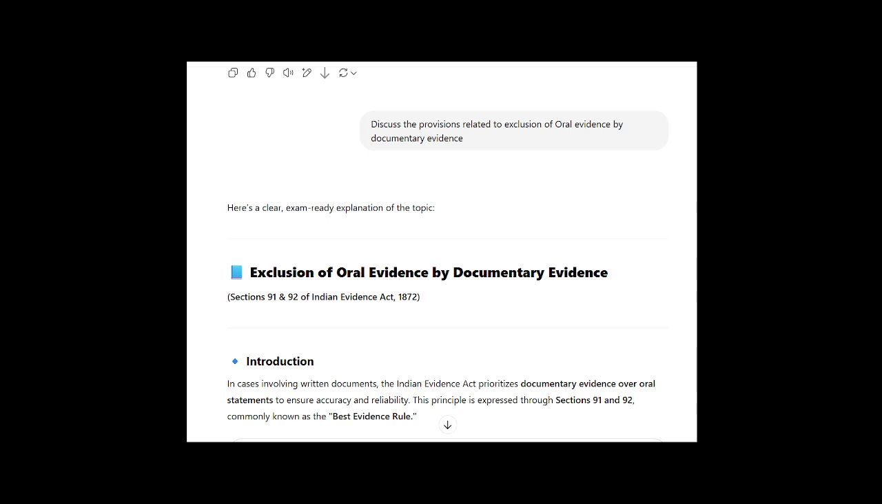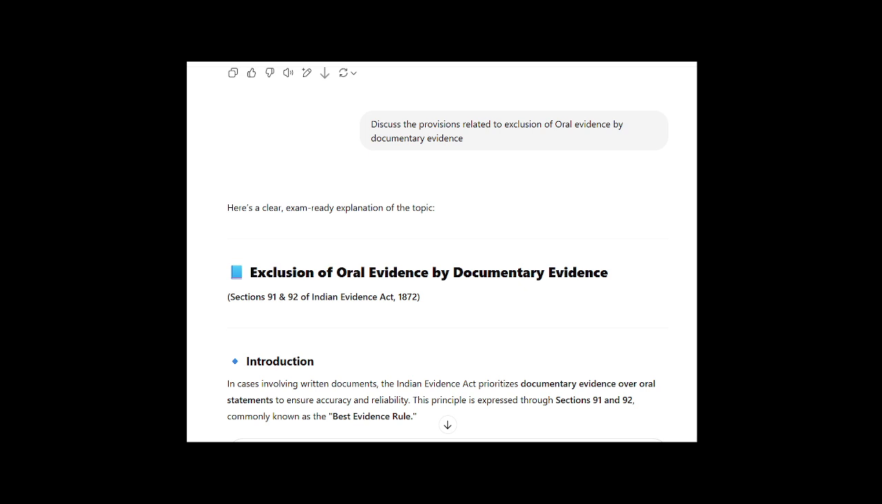Introduction. In cases involving written documents, the Indian Evidence Act prioritizes documentary evidence over oral statements to ensure accuracy and reliability. This principle is expressed through Sections 91 and 92, commonly known as the best evidence rule.